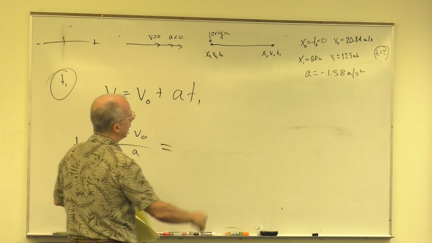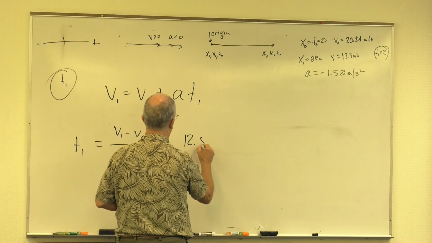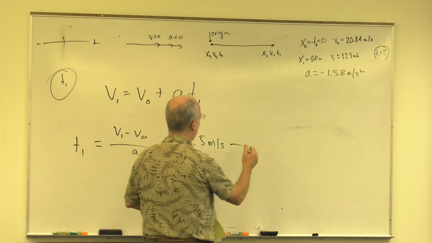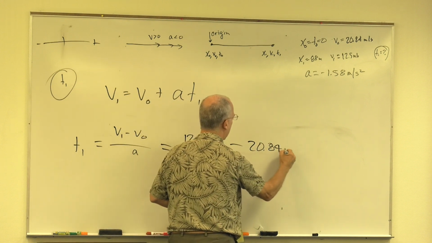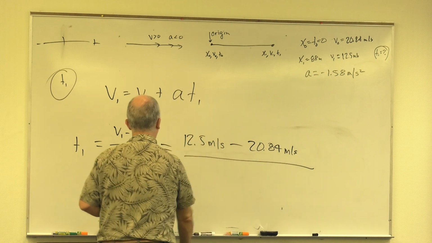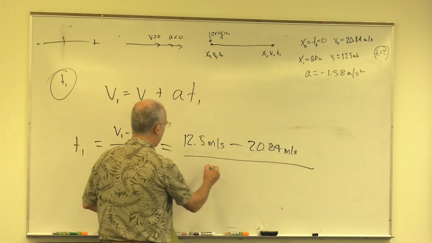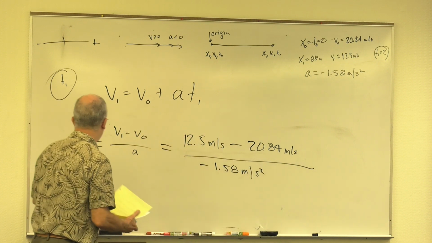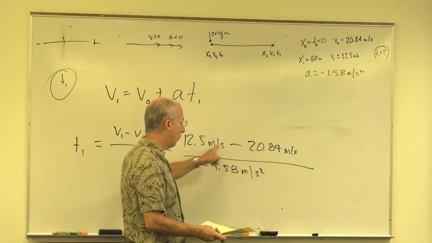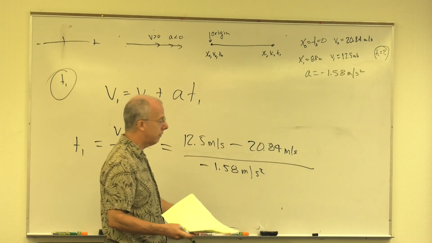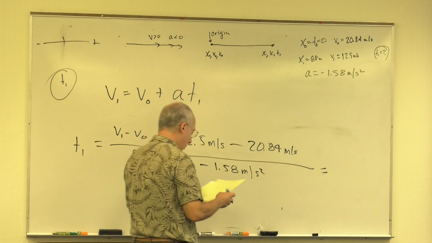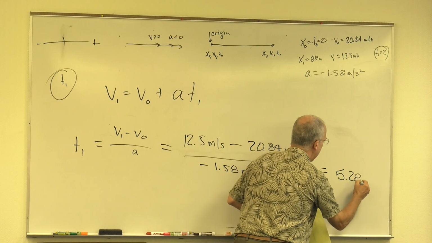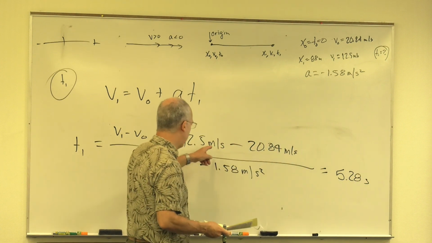So V1 is 12.5. V0 is 20.84. Don't forget your units. A is minus, right? Minus 1.58 meters per second squared. It better be minus, right? We're trying to find a time. If the numerator is negative, we better have a negative acceleration, or we're going to have negative time. And so you do that, and you come up with 5.28 seconds.